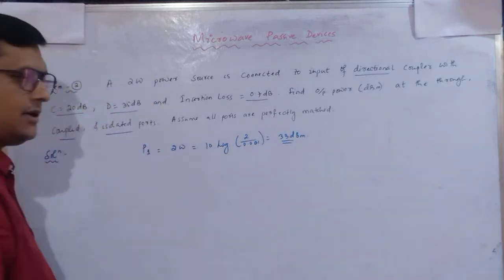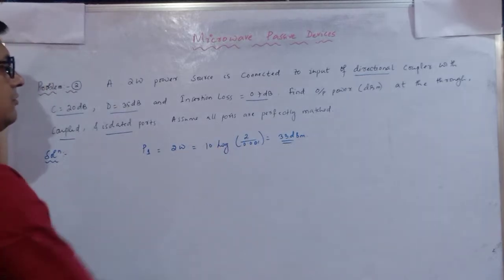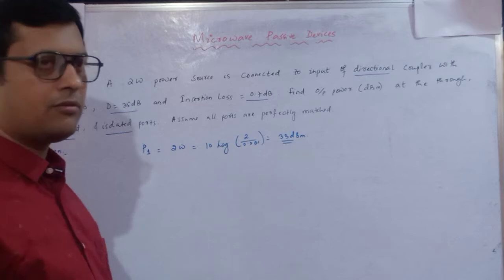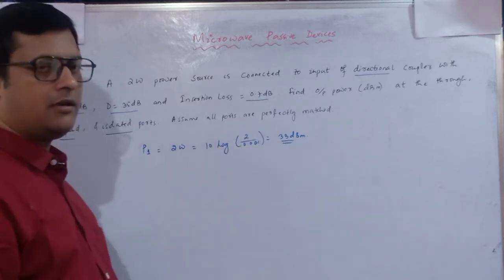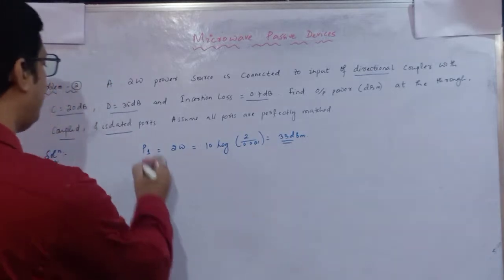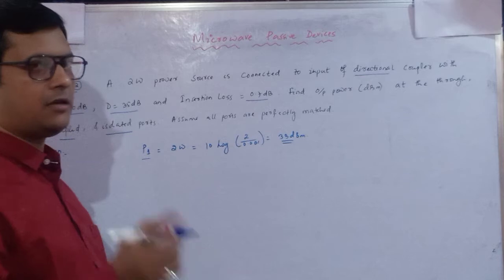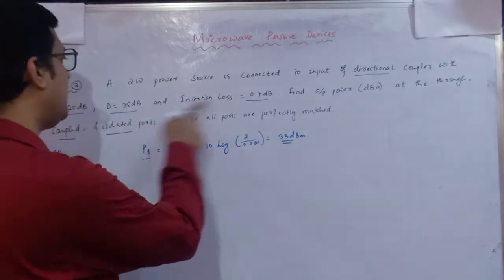So it is a basic relation. This relation you should remember. It is 10 log 2 divided by 0.001, which is 33 dBm. If it is 4 watt, substitute 4 here. If it is 10 watt, substitute 10. Convert into dBm. Now once port 1 power is known, next we have to calculate the power at port 2, power at port 3, and power at port 4 with the help of these values.